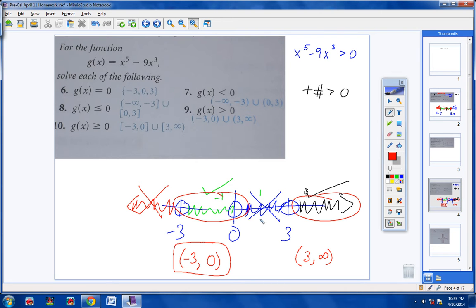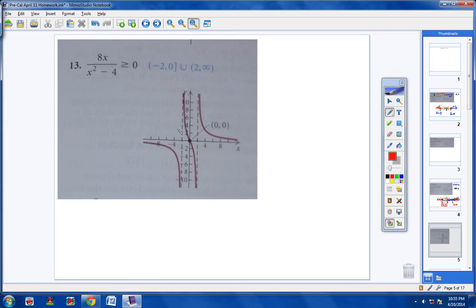All right, moving on now to number 13. All right, here's number 13. Now, number 13 is actually pretty easy because if you look, students, and just think about it, you have no critical values to find. They're already found for you. I mean, here they are.